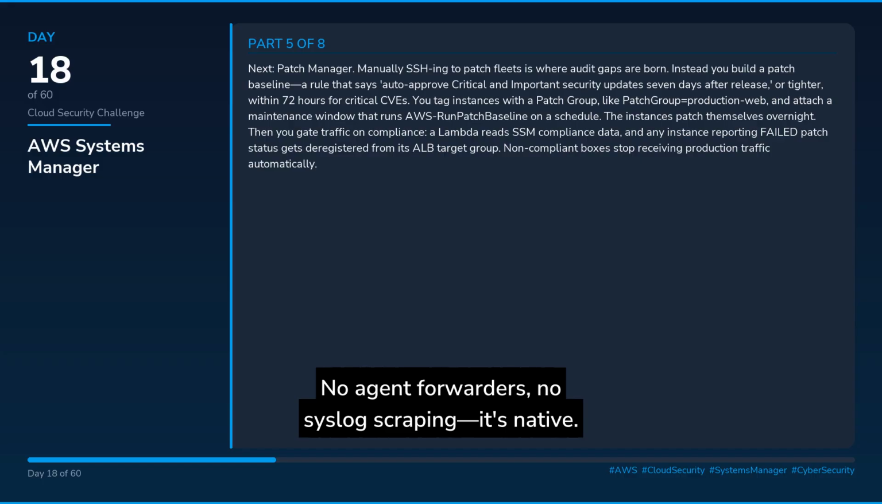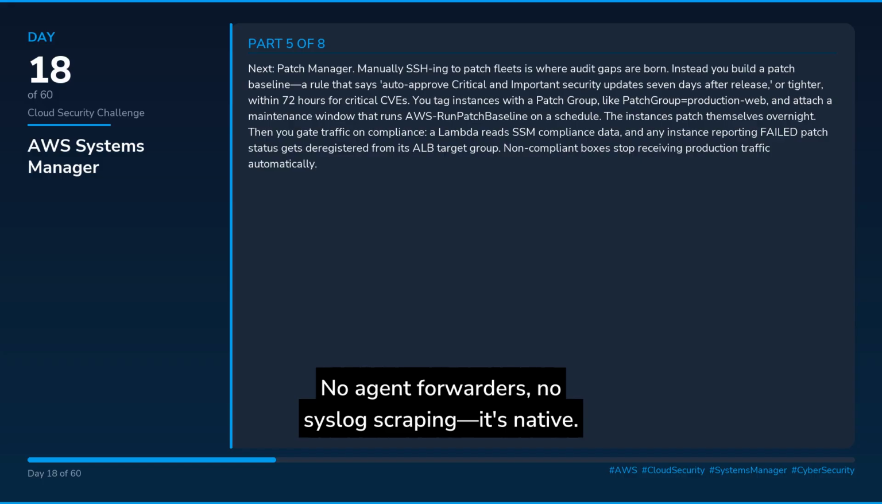Next, Patch Manager. Manually SSHing to patch fleets is where audit gaps are born. Instead you build a patch baseline, a rule that says auto-approve critical and important security updates 7 days after release, or tighter, within 72 hours for critical CVEs. You tag instances with a patch group, like Patch Group equals production-web, and attach a maintenance window that runs AWS-RunPatchBaseline on a schedule. The instances patch themselves overnight.